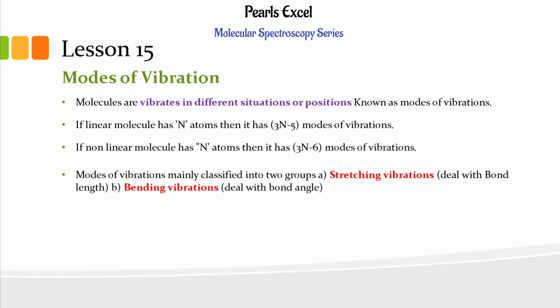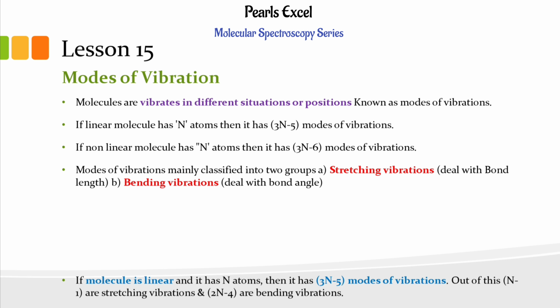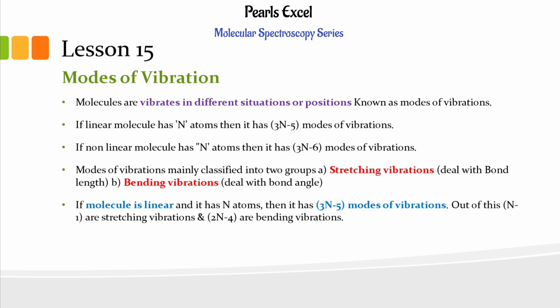Further, modes of vibrations are mainly classified into two groups. One is stretching vibrations, which deal with bond length. And the second one is bending vibrations, which deal with bond angle. Now consider if a molecule is linear and it has n number of atoms, then it has 3n-5 modes of vibrations. Out of this, n-1 belong to stretching vibrations and 2n-4 are bending vibrations.